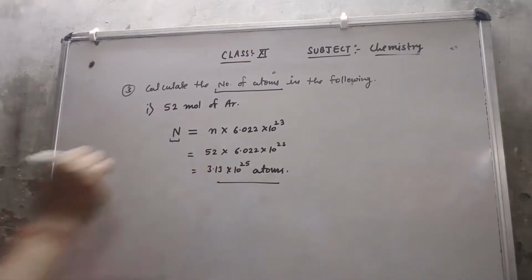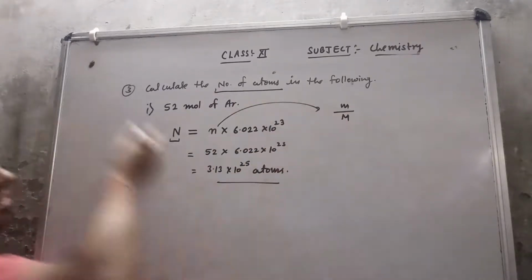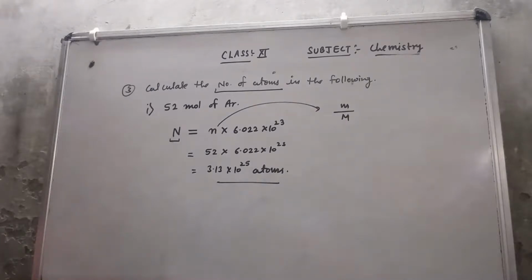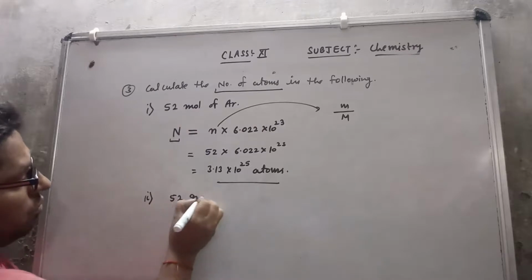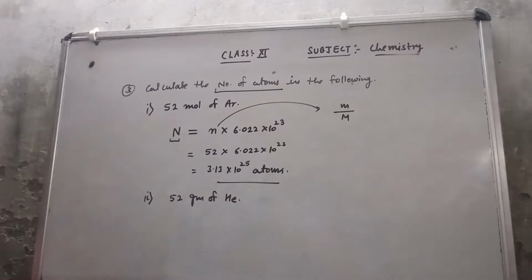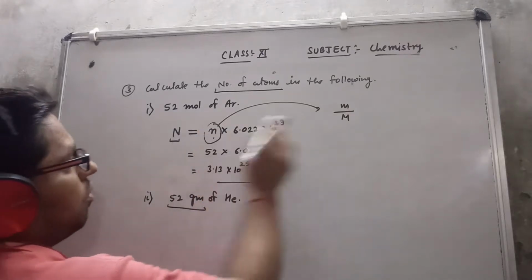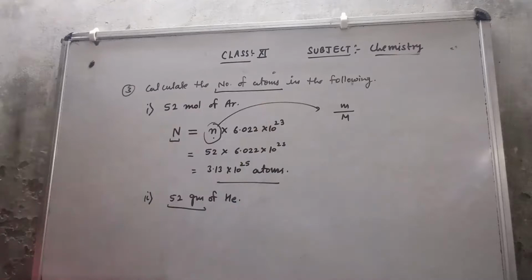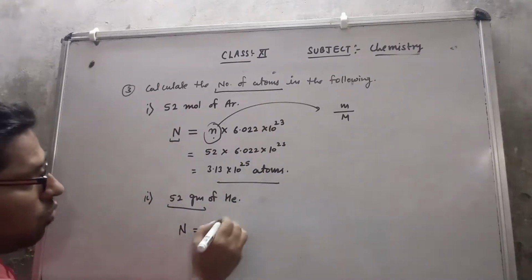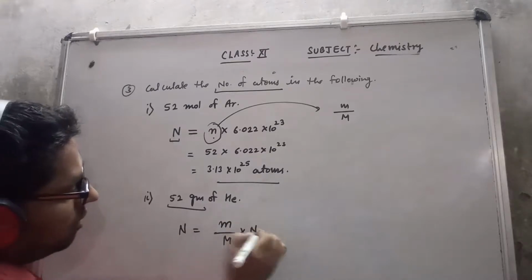Suppose they are not giving you the moles here. For the number of moles, you can use mass upon molar mass. Then also you can solve it. The second example I am discussing is 52 gram of He, that is helium. Now they are giving us the mass of helium, so the number of moles is not given. So in place of the number of moles, you can use mass upon molar mass. So simply the number of atoms equals mass upon molar mass into Avogadro number.